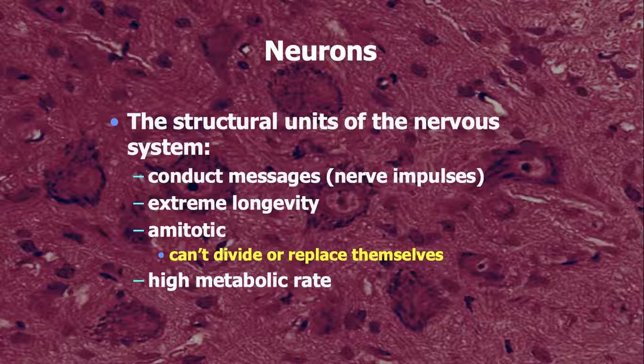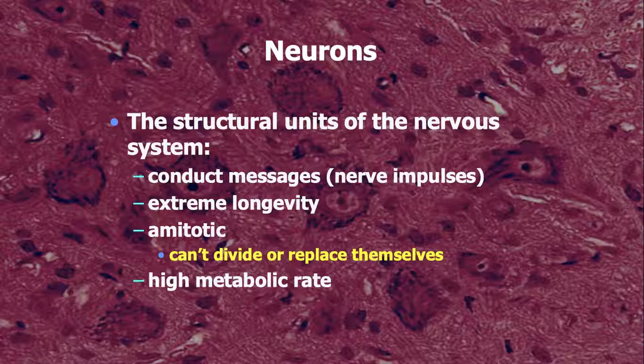Okay. So neurons are the structural units of the nervous system. They're the ones that are actually conducting electricity. So they conduct messages, the nerve impulses. They are extremely long-living, so extreme longevity. The neurons that you have now are probably the same neurons you were born with. Okay, they hang around.